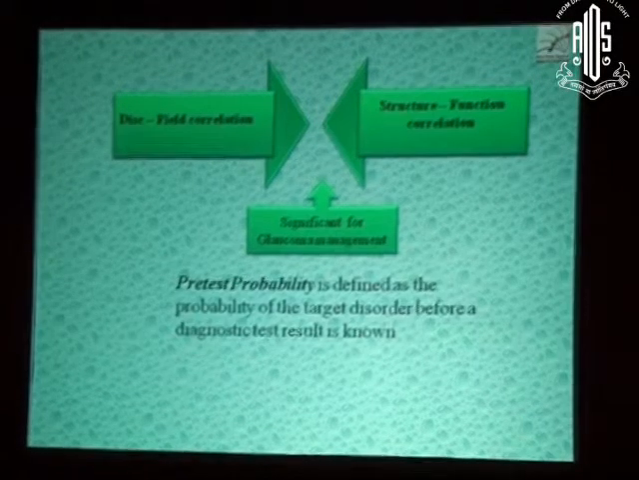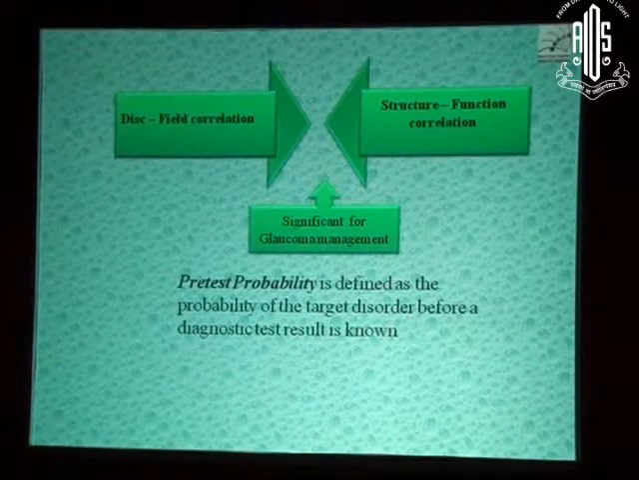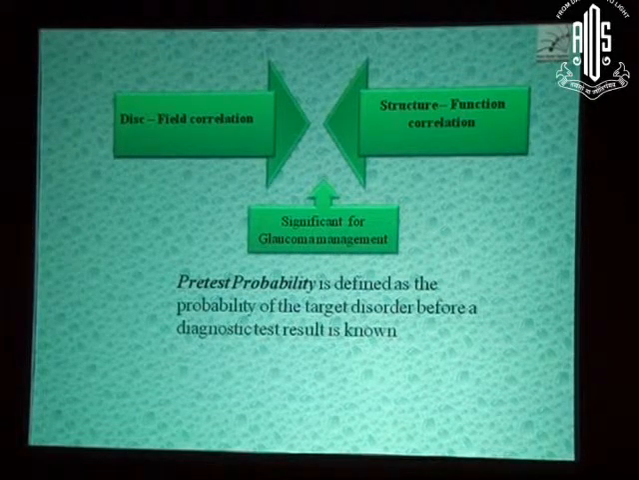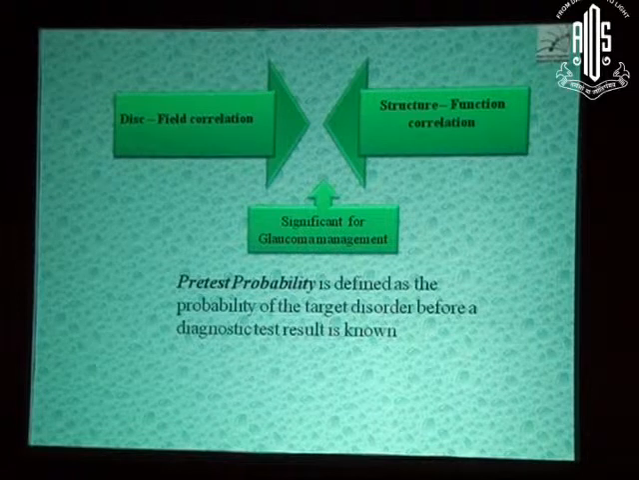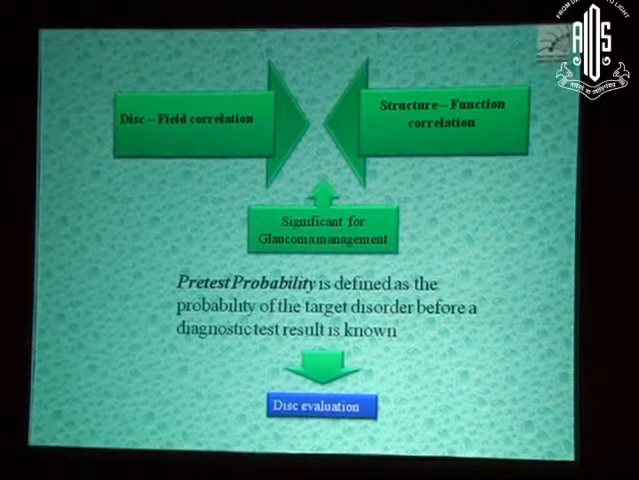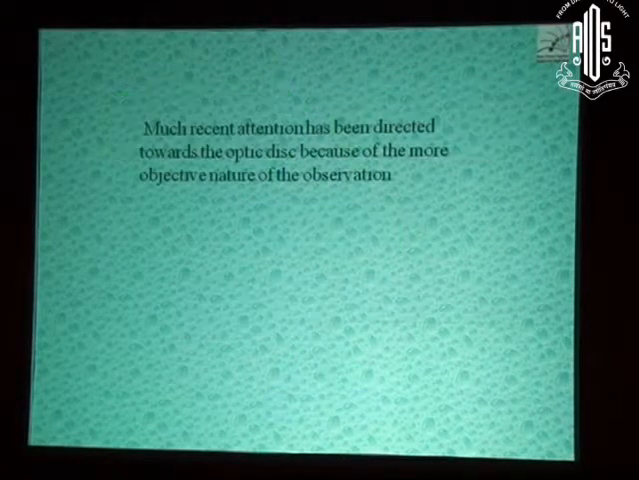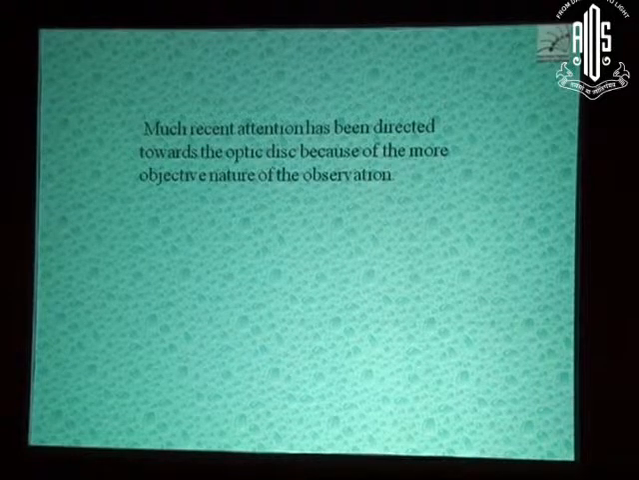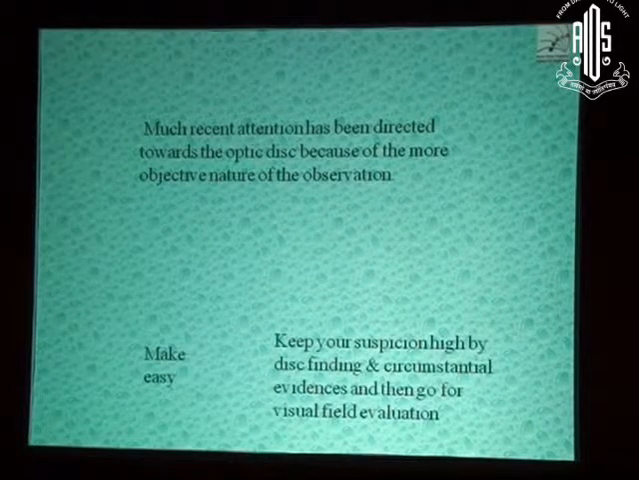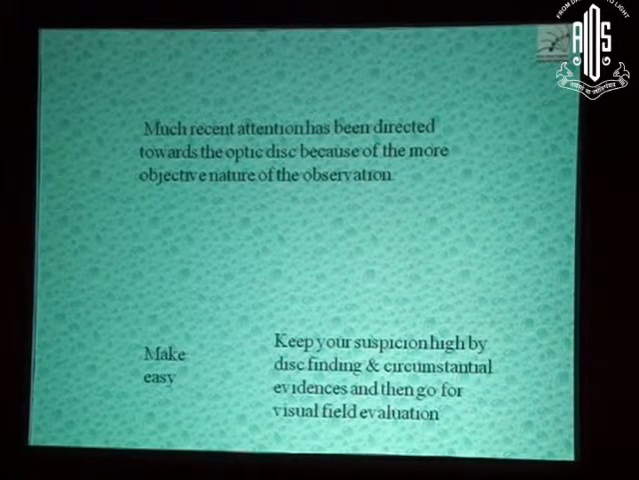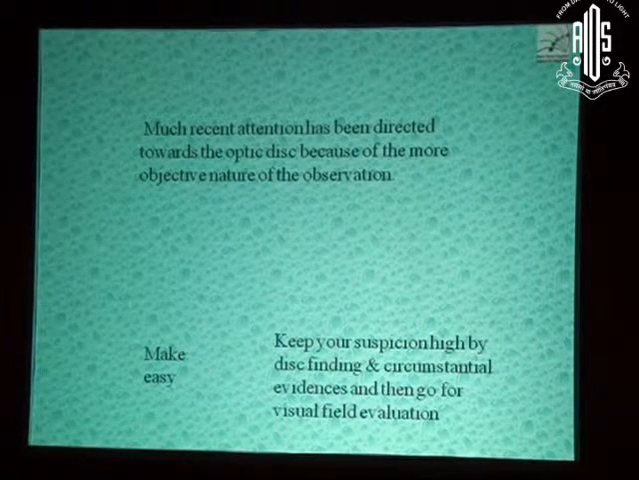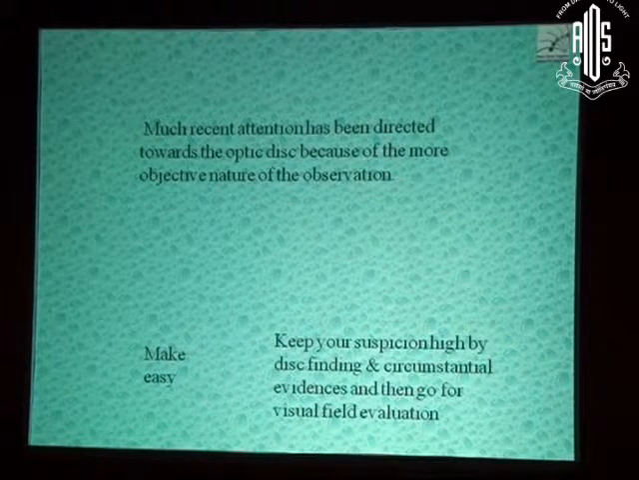Don't do that. Whatever parameters, whatever history and clinical situation is available to you, first find out whether this patient is having glaucoma or not, and then if you do the test, it will be very helpful. Sometimes, just to confirm, the test is helpful. The most important thing is the disease evaluation. Much recent attention has been directed to the disc evaluation. So to make it easy, as I told before, keep your suspicion high by disc findings and circumstantial evidence like IOP, the gonio, the family history and all those things, and then go for the visual field evaluation.